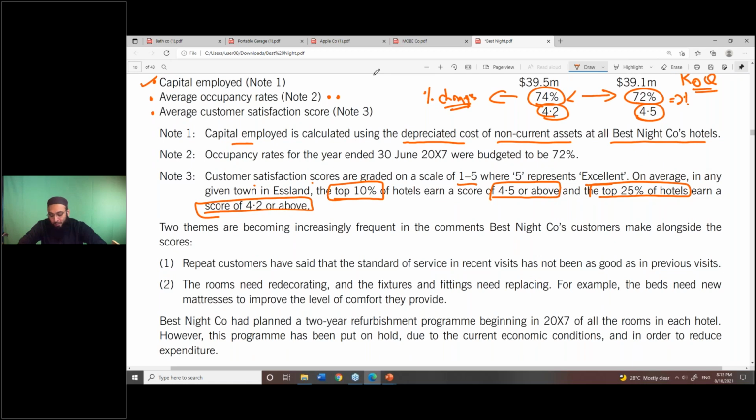Repeat customers have said that the standard of service in recent visits has not been as good as in previous visits. So your quality has gone down. The rooms need redecorating and the fixtures and fittings need replacing. For example, the beds need new mattresses to improve the level of comfort they provide. This means your furniture is old, your bed sheets are not good.